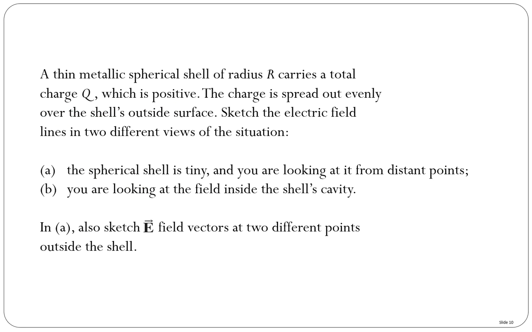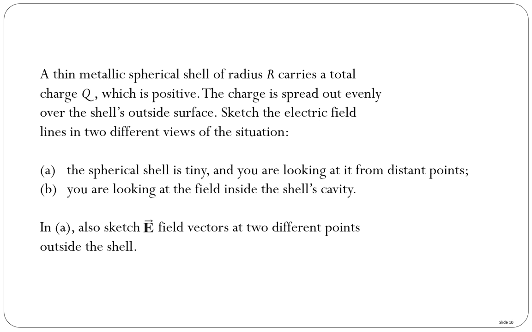Okay, so I have a question here that relates to things that I've just said. Now we're going to work this through. This is not a calculational problem. This is a theoretical or conceptual problem only. A thin metallic spherical shell of radius r carries a total charge of q, which is positive. The charge is spread out evenly over the shell's outside surface. Why is it even?